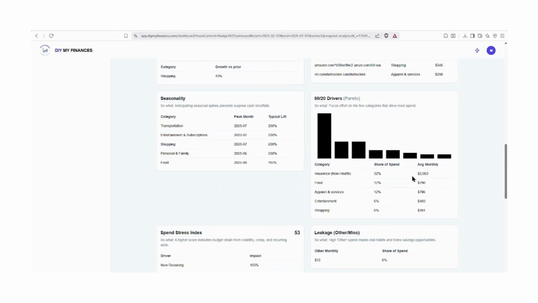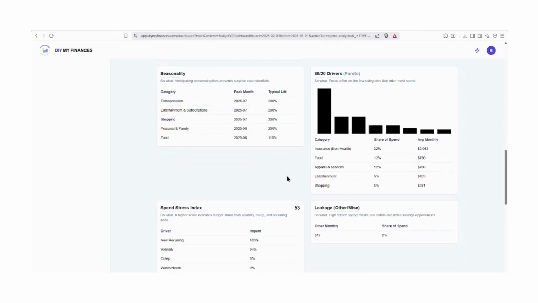If just two or three categories drive most of your expenses, you can focus your effort there and see results faster. That's what makes budgeting easier. Your rules and limits go where they'll actually move the needle.